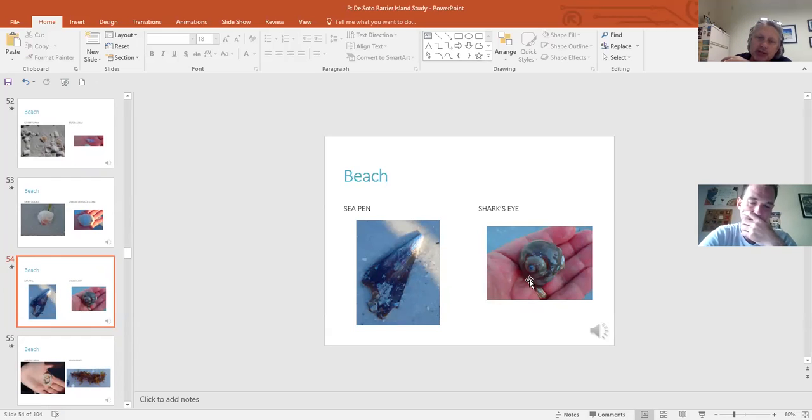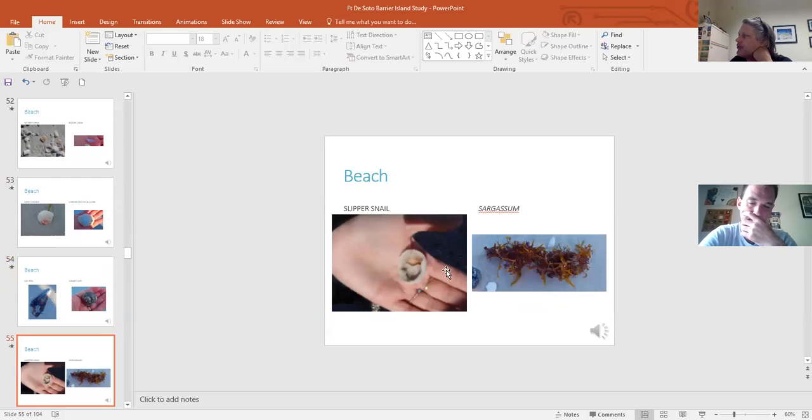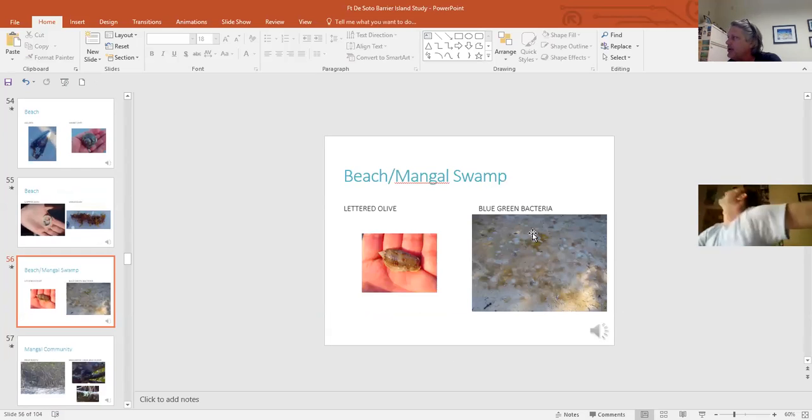This used to be called a moon snail, but it's been changed to shark eye because there's another moon snail. Another slipper snail. That's sargassum, where the Sargasso Sea is named after. We find that washed up. That's the weed line that the sea turtles love. Lettered olive. And a lot of times you get this stuff growing on the beach, the bacteria and the algae, the blue-green bacteria, blue-green algae.